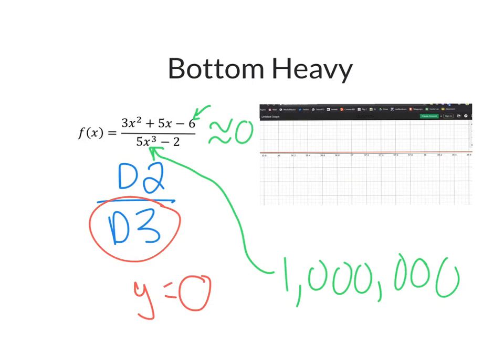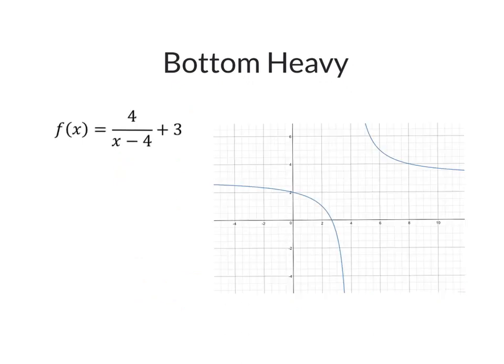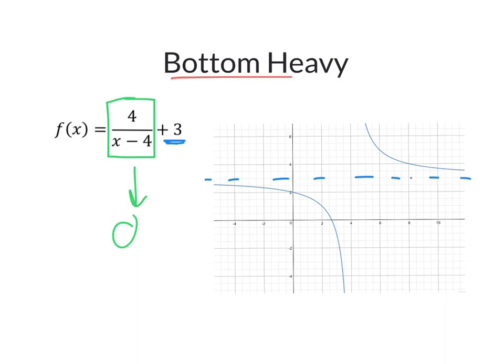Here's another example where it is bottom heavy, but as you can see, we have a constant being added. So what ends up happening here is this part of my function goes to 0. But the fact that I'm shifting this up 3 by adding 3, as you can see in my graph, I do have a horizontal asymptote at 3. So when it's bottom heavy, your horizontal asymptote is always going to be whatever is being added or subtracted.